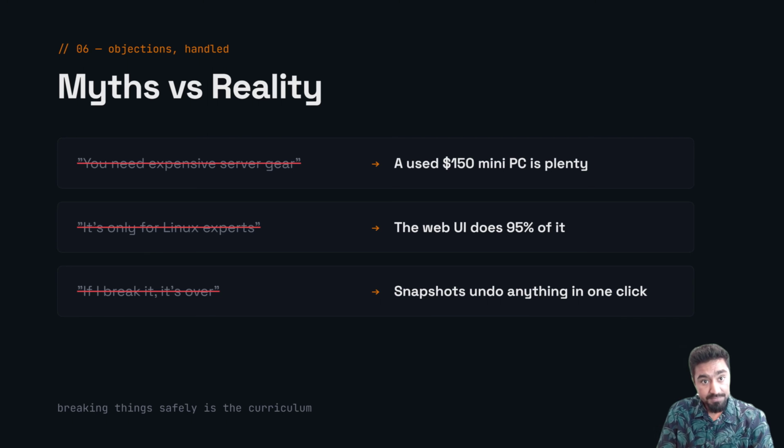Number 3, which is my favorite one: if I break it, it's over. No. Breaking is part of the process. There's a thing called a snapshot, which means every mistake is only one click away from being undone. People who are good at this kind of stuff got good by breaking things safely. That's exactly what we are going to do together. We'll break things, and then with one click, we'll restore from a snapshot.